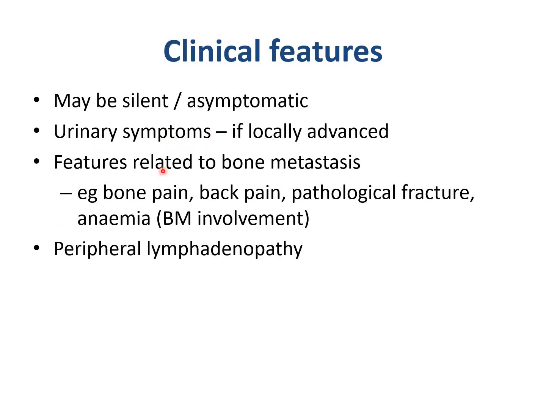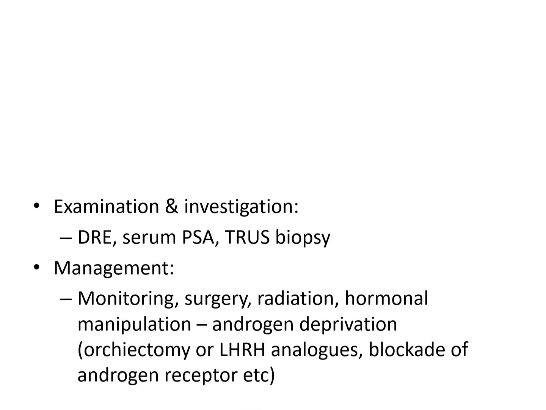The third way how patients can present is really with features related to bony metastases. Okay, so for example, metastatic tumor to the bone can produce bone pain. If it's involving the vertebra at the back, then you can get back pain. Patients may have pathological fracture because of the weakened site of bone due to the metastatic focus. If there is bone marrow involvement, patients can present with features of marrow failure, such as anemia. Okay, so although this is quite uncommon. Lastly, metastases to lymph nodes can produce peripheral lymphadenopathy, which may be the first presenting point.